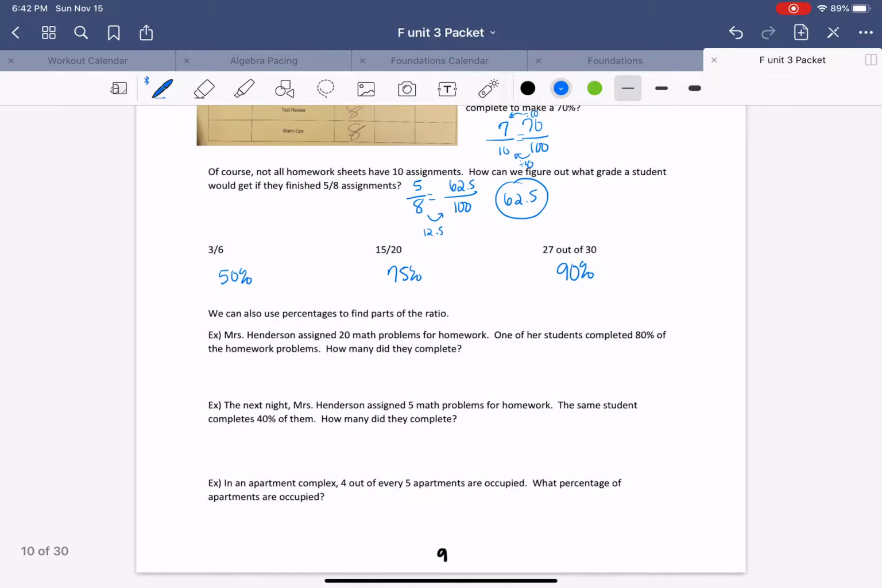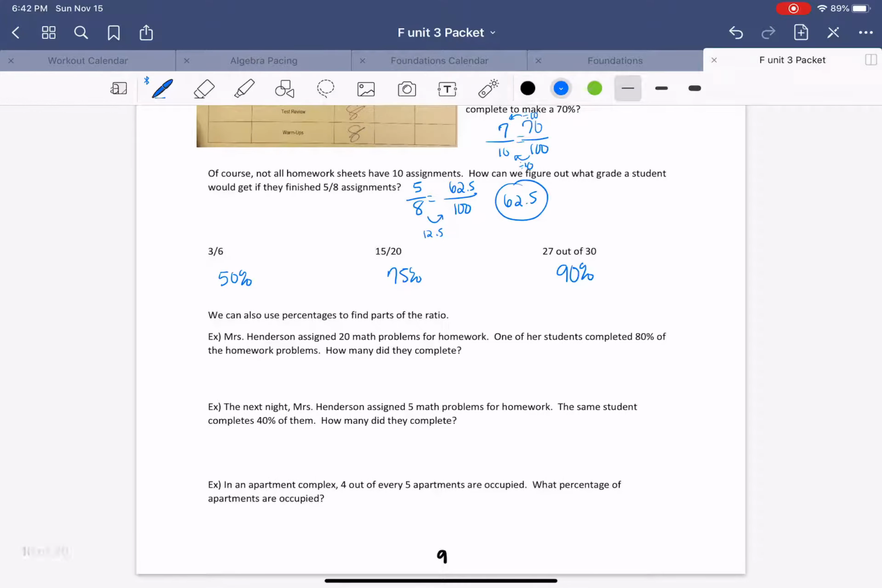So we can also use percentages to find parts, not just the parts of the ratio. So let's say I assign 20 math problems for homework, and one of my students completed 80% of the homework problems. How many did they complete? So we have 20 total. So 80% out of 100. So very similar. 20 times 5 is 100. So what times 5 is 80? So I'm going to divide 80 by 5, and I get 16 problems.